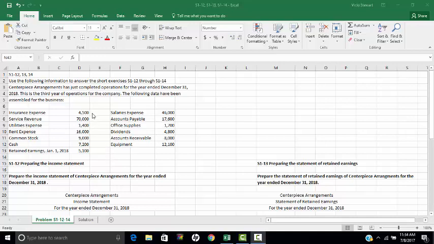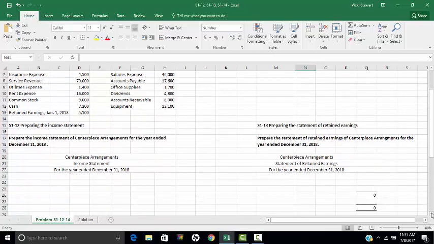So let's go through each one of these and say which statement it will be on. Insurance expense, service revenue, utilities expense, and rent expense are all going to be on the income statement. Common stock and cash will be on the balance sheet. The beginning retained earnings amount will be in the statement of retained earnings. Salaries expense will be on the income statement. Accounts payable and office supplies will be on the balance sheet. Dividends is in the statement of retained earnings, and accounts receivable and equipment will be on the balance sheet. We'll be using those as we go through and complete each one of the exercises.